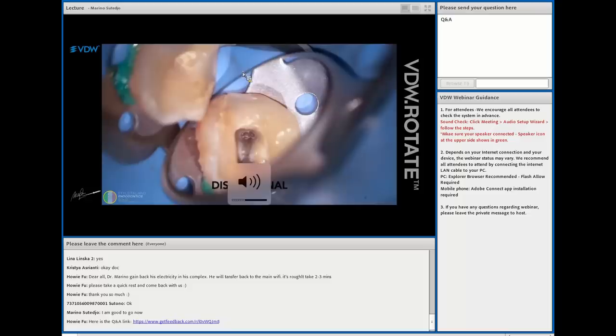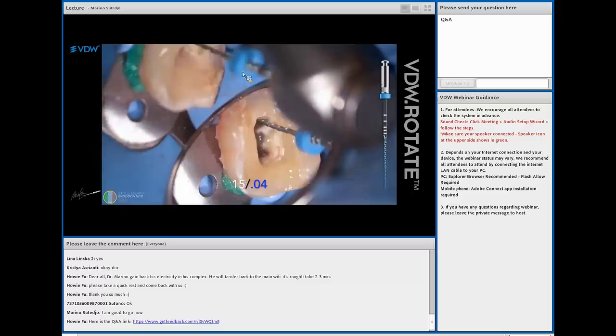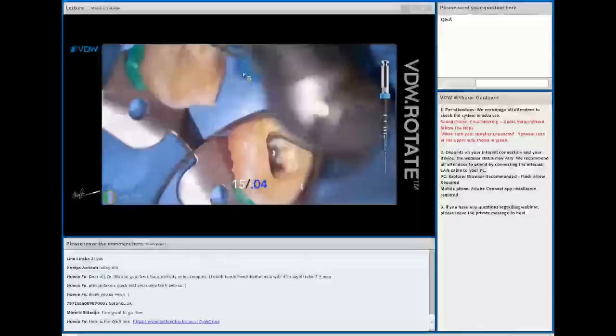As you can see, this is the mandibular first molar. So I started with the 1504. You can see I smoothly insert the files. Do not push, because rotation makes it easier to progress apically.